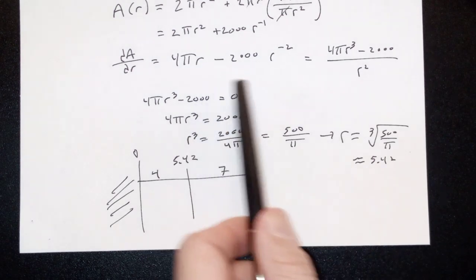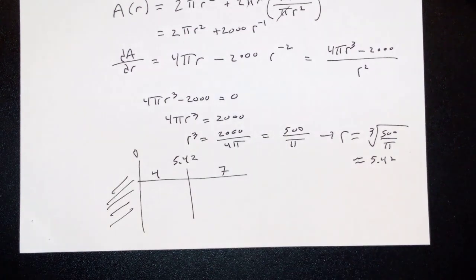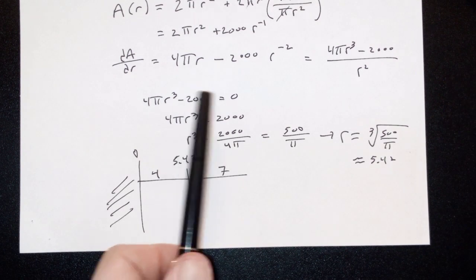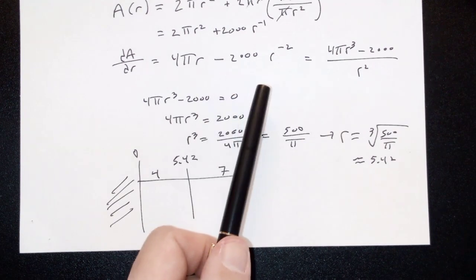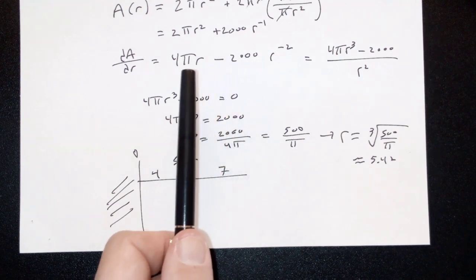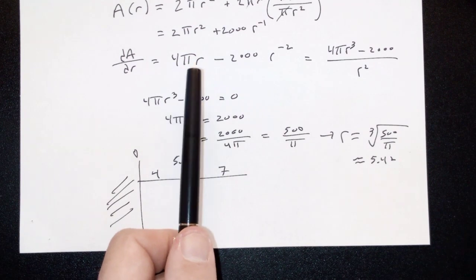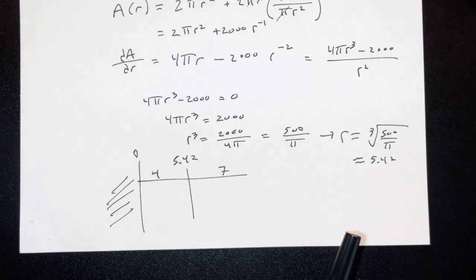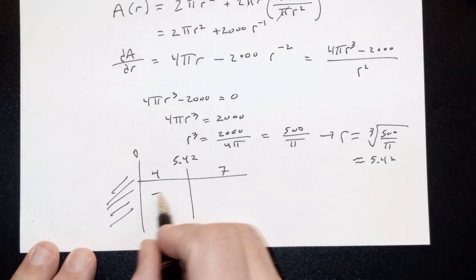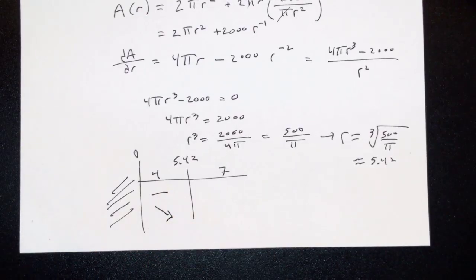Is this part, and then 2,000 divided by 16. 2,000 divided by 16 is 125. 4 times pi times about 50-ish, 50. This is a negative number, right? If it's negative, we're going down. That's a good thing.